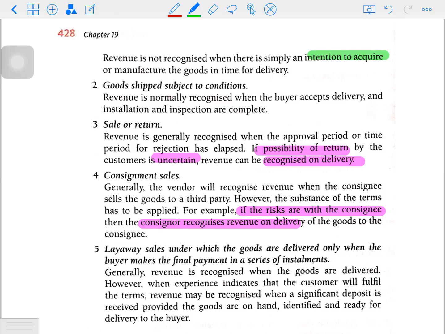Intention to acquire or manufacture. Just an intention does not amount to a sale. Maknanya bukan sale. The goods in the time of our delivery. Goods shipped subject to condition.